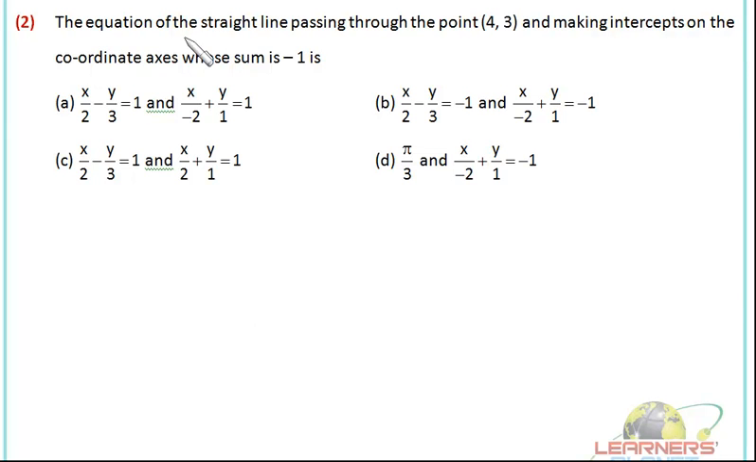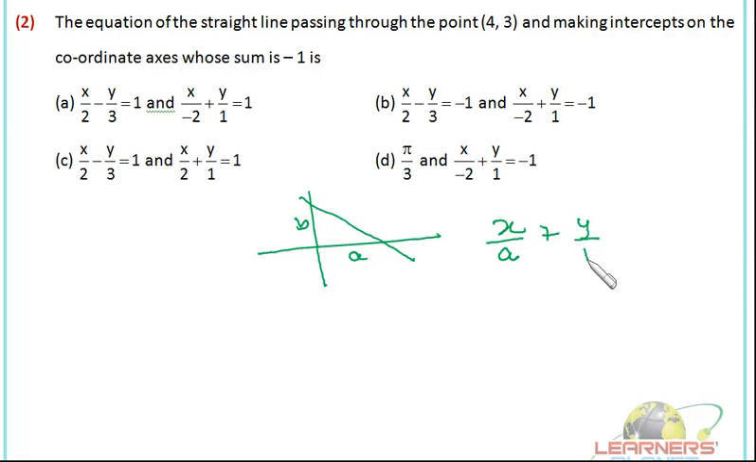Now the equation of the straight line that is passing through the point 4, 3 and making intercepts on the coordinate axis whose sum is minus 1. Now how do we approach this problem, right? First, I assume this is x-intercept and this is y-intercept. X-intercept is of a length and y-intercept is of b length. Then the equation of this line will be x by a plus y by b is equal to 1, right?